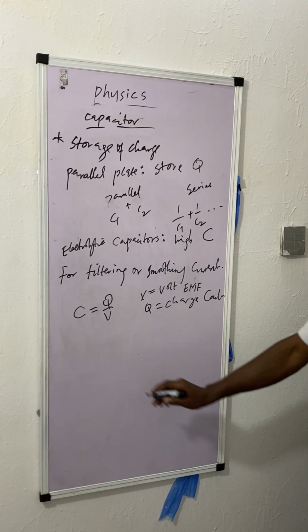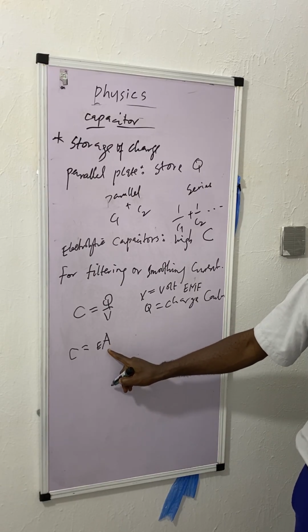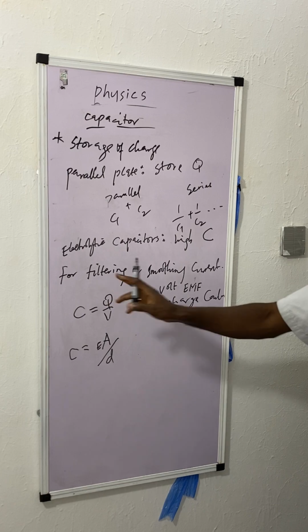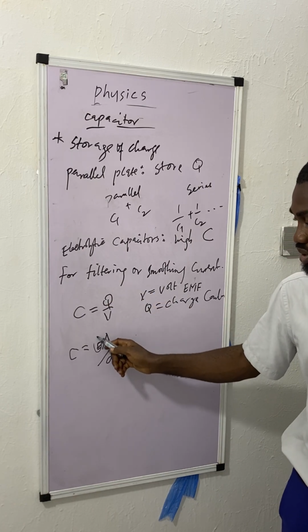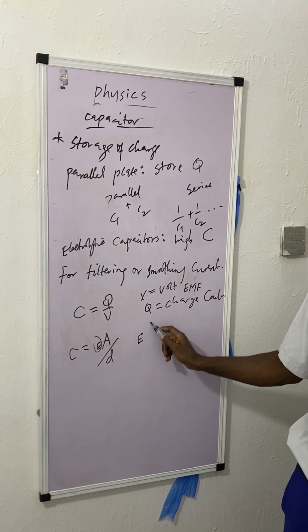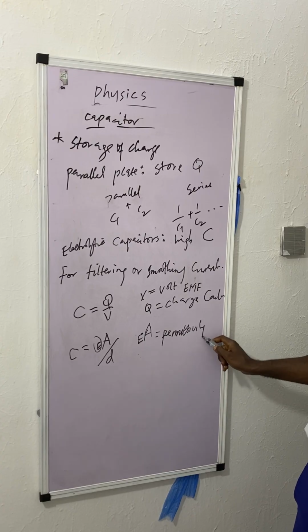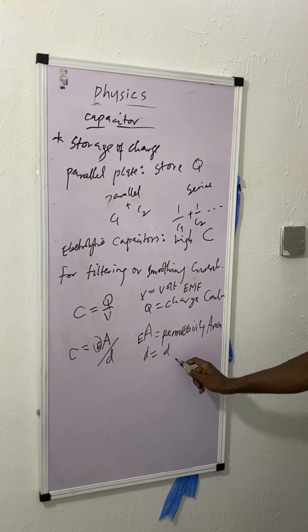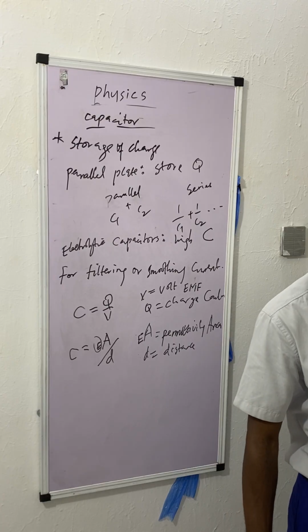All right. It can also be given as capacitance equal to EA over d. This A stands for the area. Remember when we were talking about Coulomb's law, this E stands for permittivity. So this is permittivity times area, over d, where d is equal to distance. As simple as ABCD. Nothing hard there.